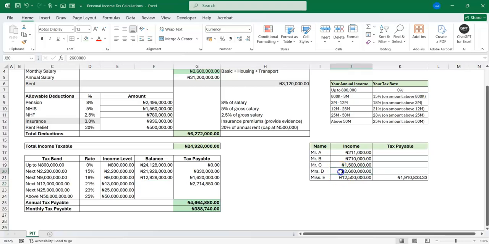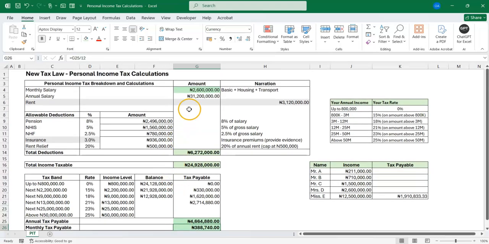So this is for Mrs. D, someone that earns 2.6 million naira monthly and about 31 million naira annually. Assuming all things being equal, our organization subscribes to all of this relief, she's going to have a tax liability. This is the amount of tax that she's going to pay every month. So when you get this template, you only have to input your monthly salary here, and every other thing should calculate automatically. You only have to come here and do some adjustment.